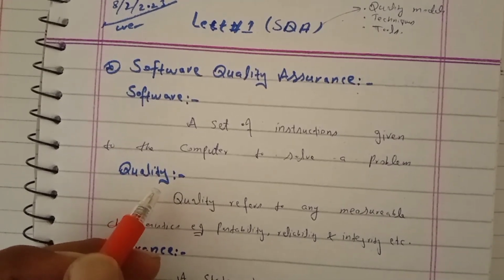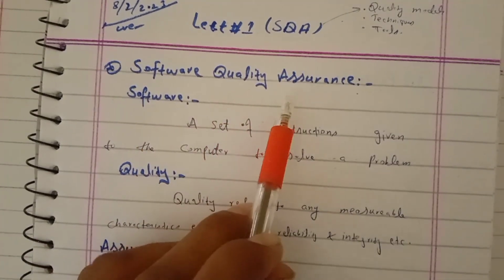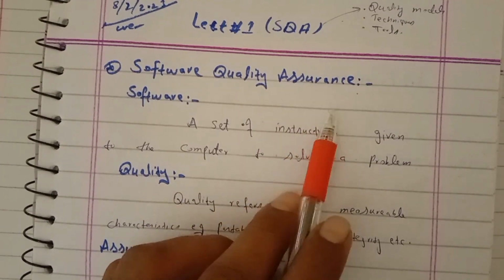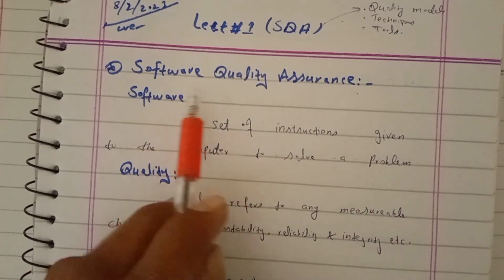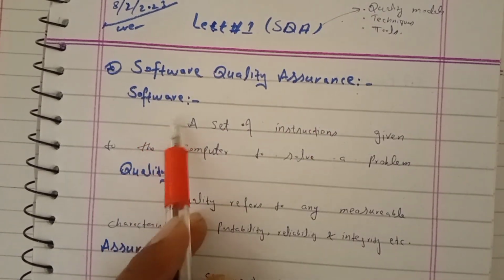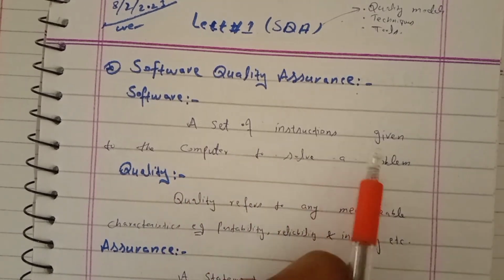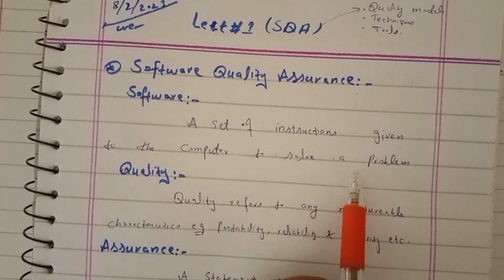Today we are discussing a new subject that is software quality assurance. Software quality assurance is a combination of three words: software, quality, and assurance. Now, first of all, we define software. What is software? A software is a set of instructions given to the computer to solve a problem.